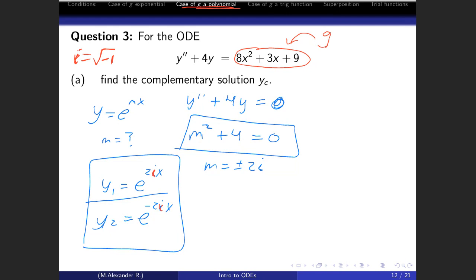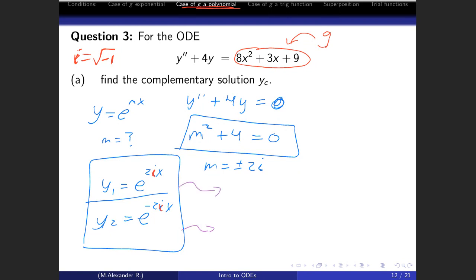All right, so just a quick note: depending on your application, sometimes you do want to work with these functions that have the i number, and sometimes you don't. So for our purposes, we don't want to work with these functions that have an i, and so what we do is we change these functions.